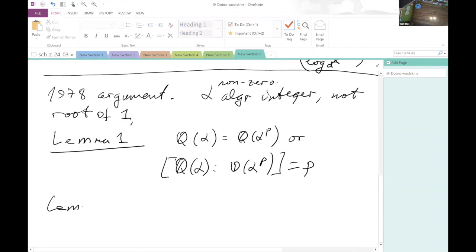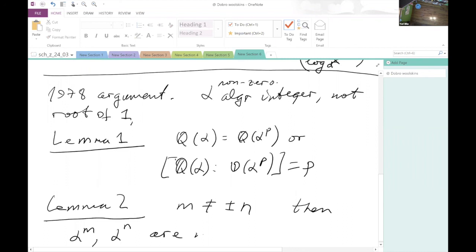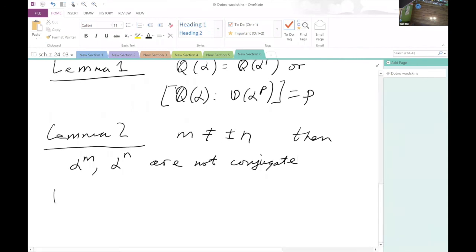And lemma 2. If m and n are two integers, and they are not the same up to sign, then alpha^m and alpha^n are not conjugate over Q. We cannot find in the same Galois orbit two powers of the same number alpha, except for plus or minus 1. And the proof of this lemma is again very easy.